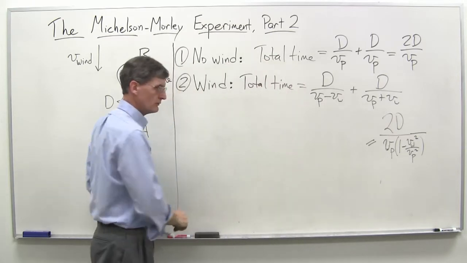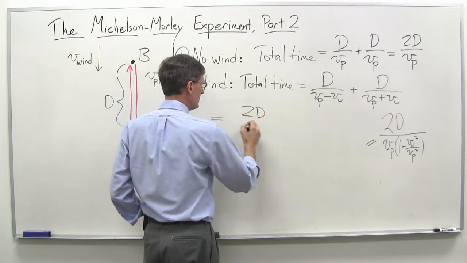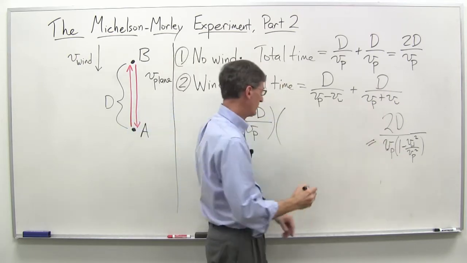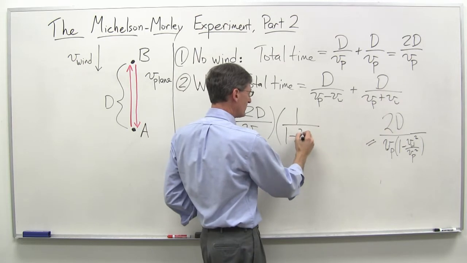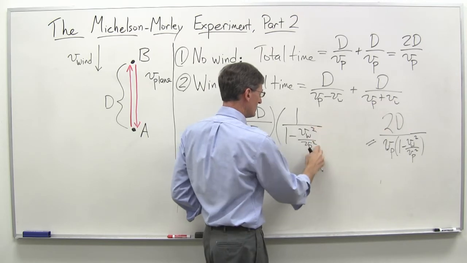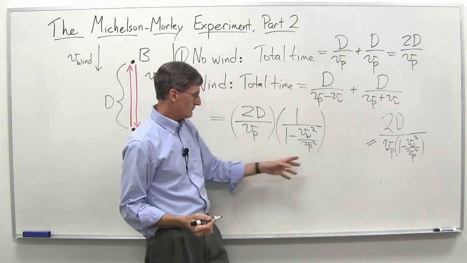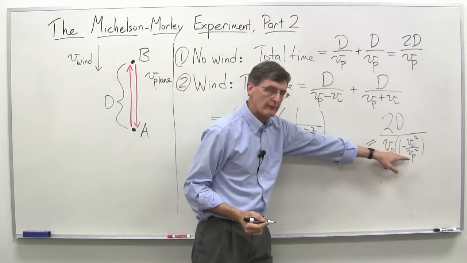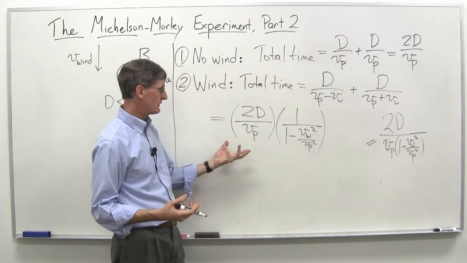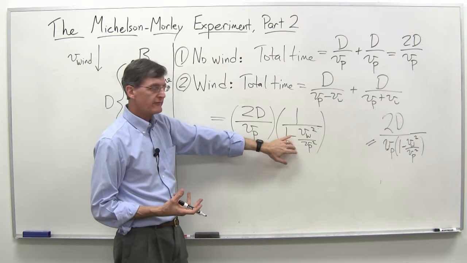So after a few steps of algebra there, we find the total time with wind is going to be 2d over Vp, and then this second part of the term here, which is the 1 over 1 minus Vw squared over Vp squared, like that. And all I did to go from here to here is just write this part of the denominator as a separate factor there. And the reason I did that is to show very clearly, I have the 2d over Vp here, 2d over Vp, but it's not the same. I have an extra factor in here.